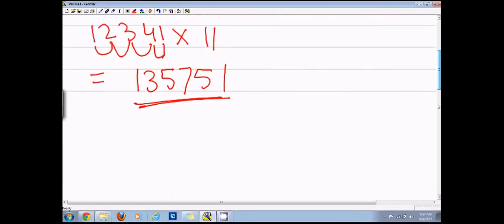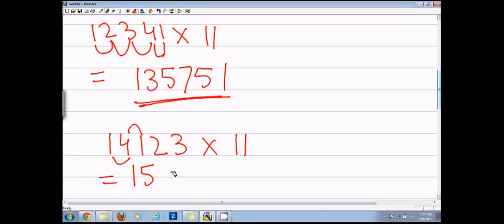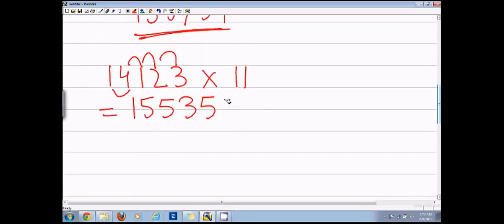In this way we can skip all this writing and go with the problem in a quick way. Another example will be 14123. If you multiply it by 11, the answer will be 1, then 4 and 1 is 5, 1 and 2 is 3, 2 and 3 is 5, and then we have 3 at the end. So the answer is 155353. Now this method is a quick way.